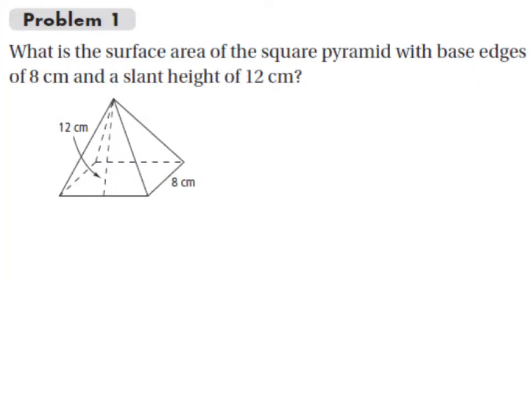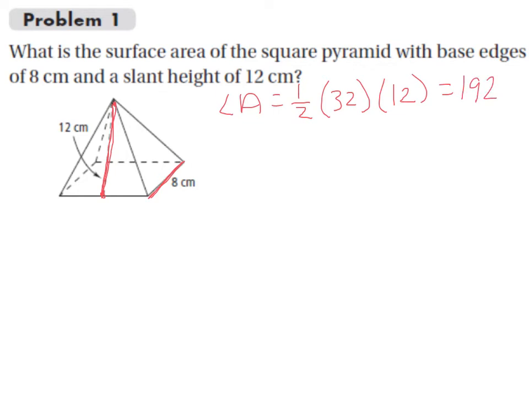So looking at the surface area of this square pyramid, first I'm finding the lateral area. Again, it's 1/2 times my perimeter. In this case, one side is 8. So 8 times 4 is going to give me 32 times my slant height, which is 12. Right here is my slant height because it's from the point down to the side of the base. That's going to be equal to 192.